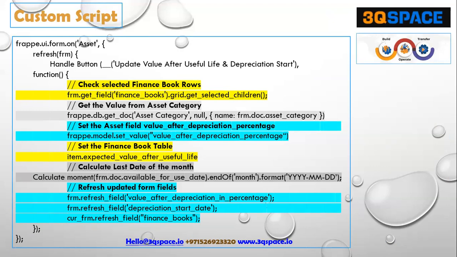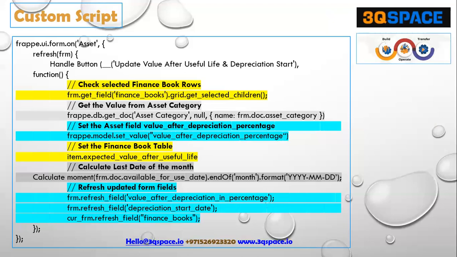Once the script is triggered, it checks which rows of that particular table are selected. Then it fetches some information from another doctype, asset category, and we can do it by a function provided by FrappeDB, get_doc. Then, based on the information that we get from the asset category, we set some values in the asset doctype. Then we go ahead and calculate the last date of the month using the Moment APIs.